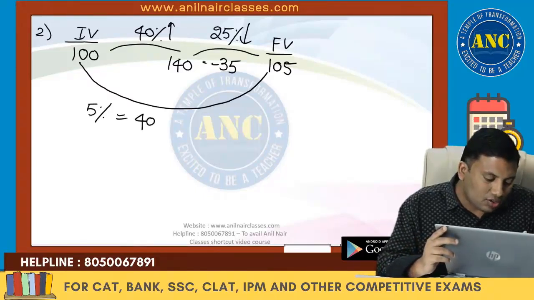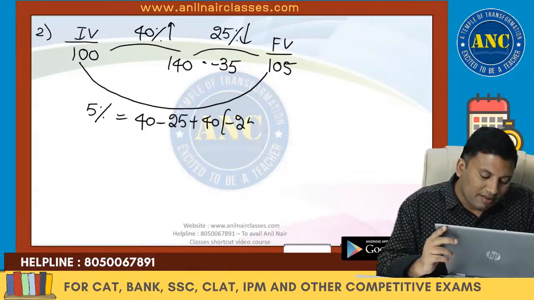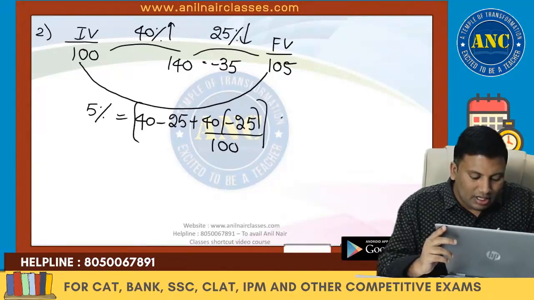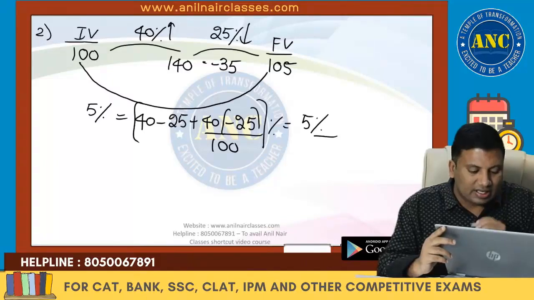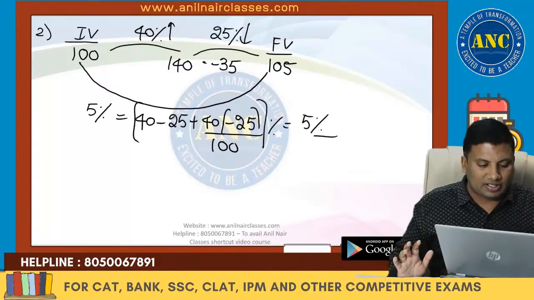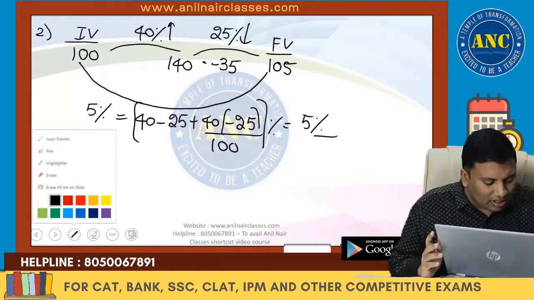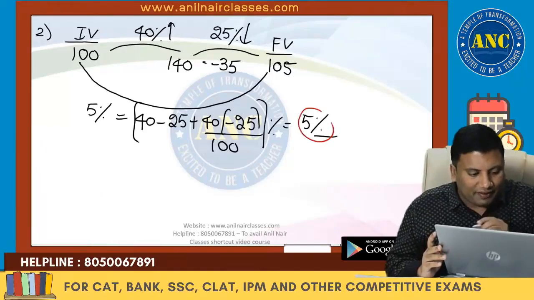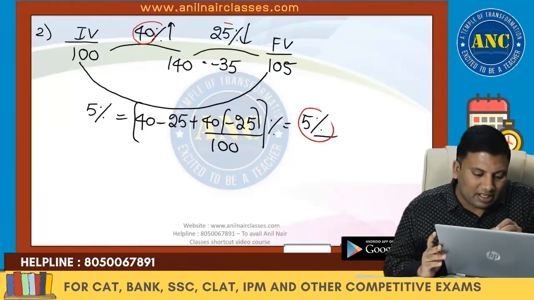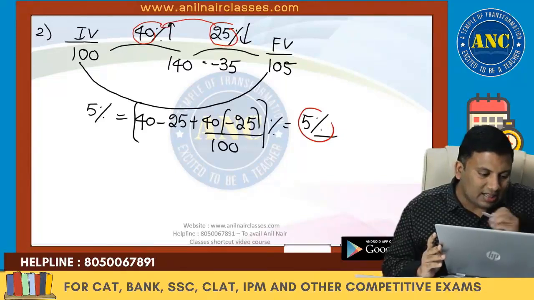How will students generally solve? 40 minus 25 plus 40 into minus 25 by 100. This is nothing but 15 minus 10, which is 5%. What is the final value that we got? 5. 5 is less than 40. In fact, this value is less than this value.